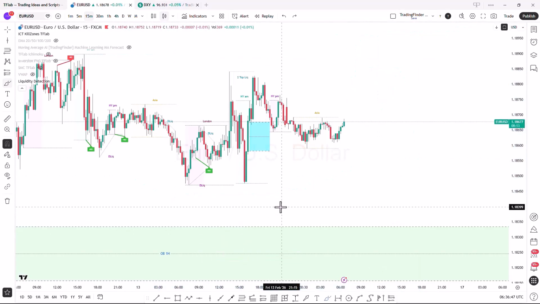But the best opportunities are buy positions that move in the direction of the market trend.